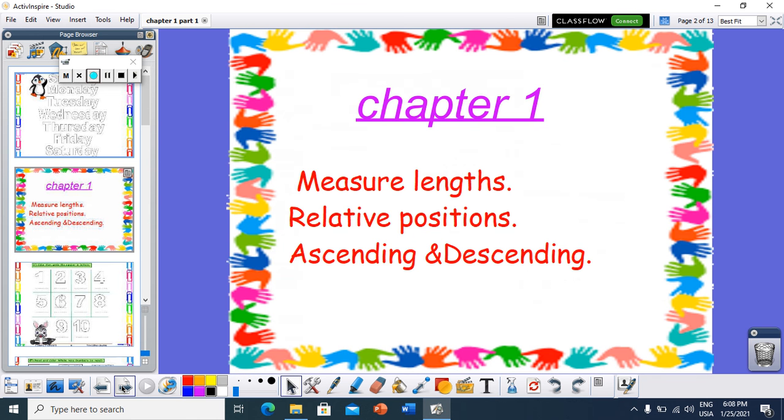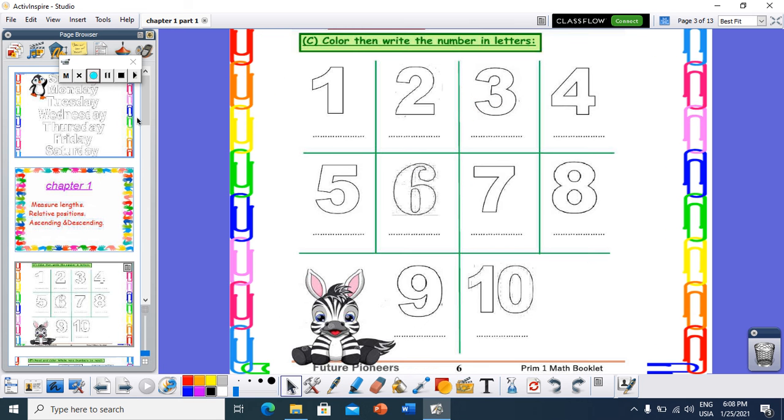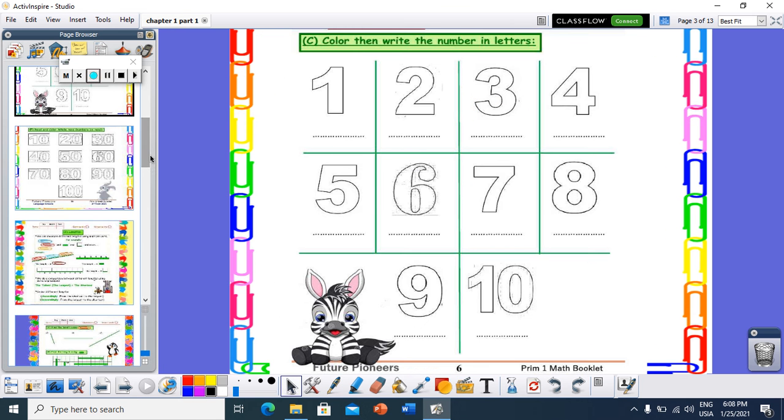Today we are going to start chapter 1, which is talking about measure length, relative possessions, ascending and descending. But first, let's make a revision about the first term. Are you ready? Yes. Color, then write the number in letters.